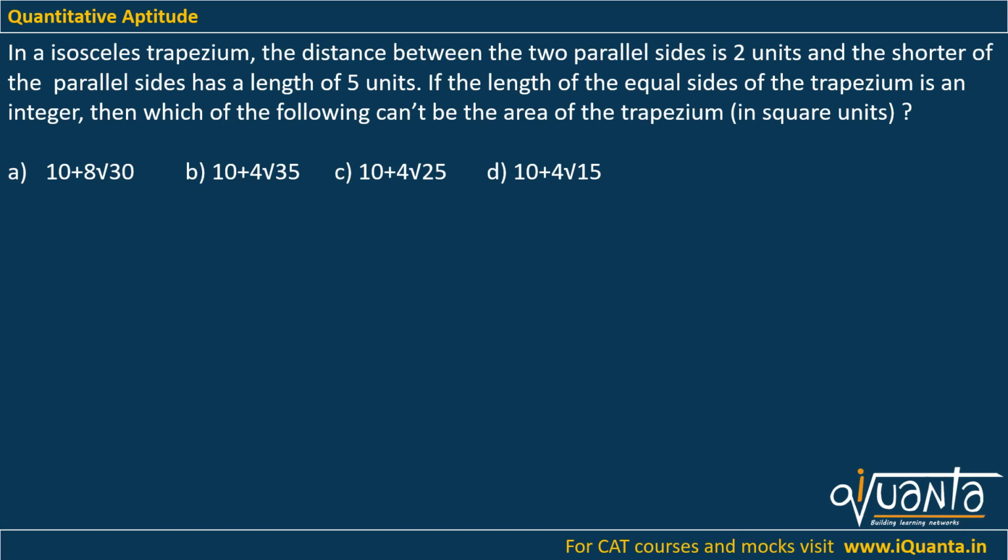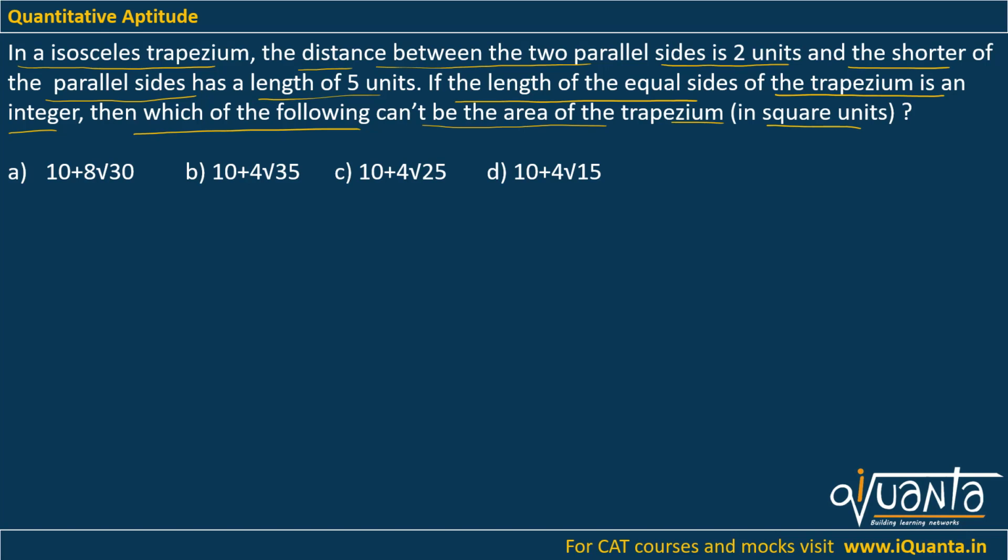The question is: in an isosceles trapezium, the distance between the two parallel sides is 2 units and the shorter of the parallel sides has a length of 5 units. If the length of the equal sides of the trapezium is an integer, then which of the following cannot be the area of the trapezium in square units?